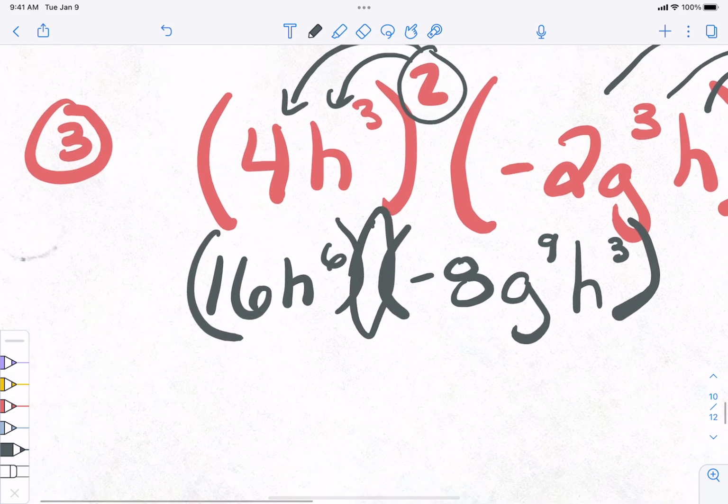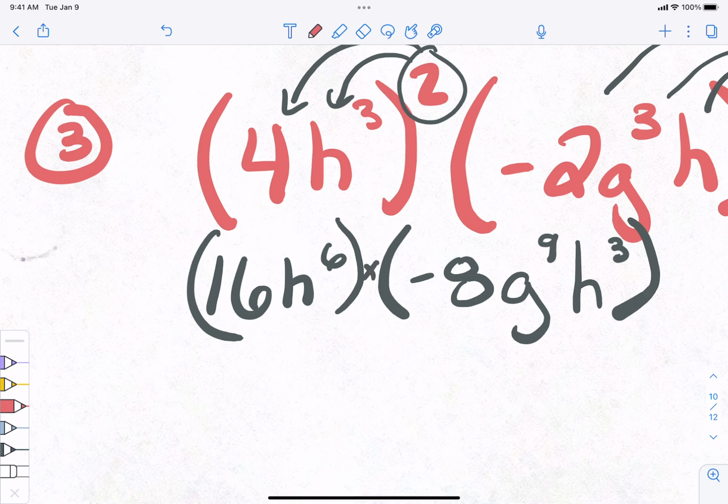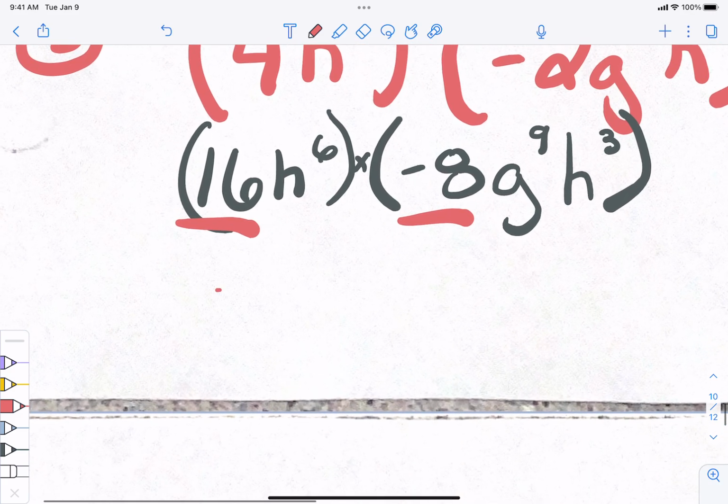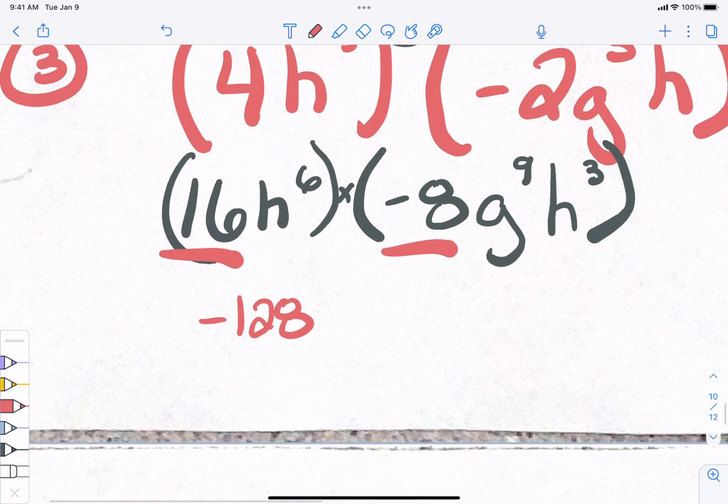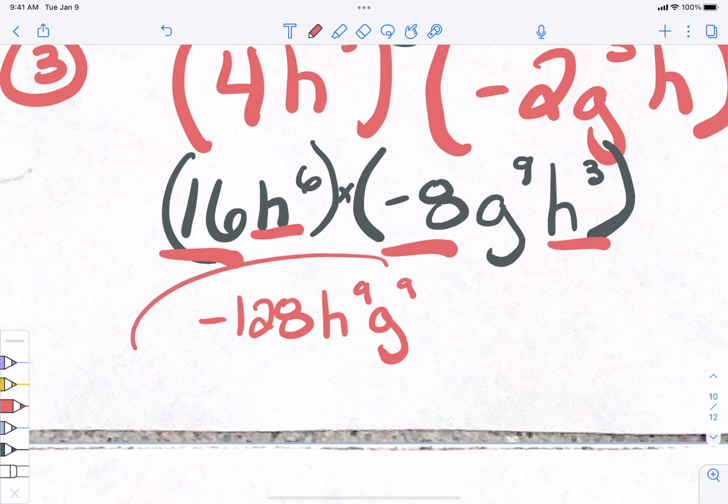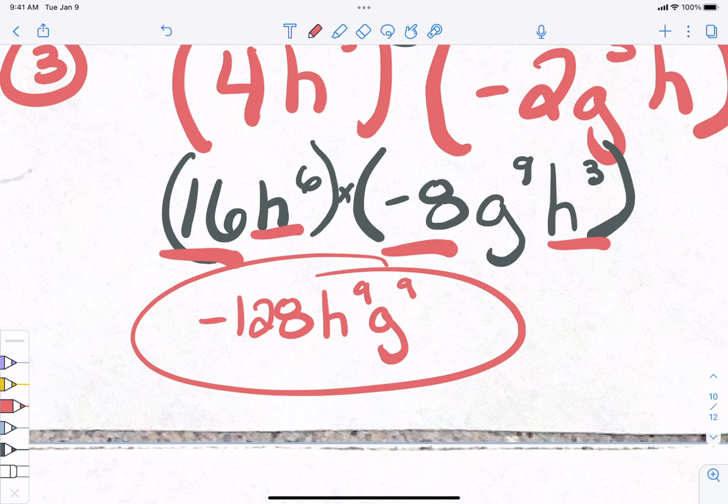Now we're this far. What symbol is in between these two? Multiplication. So we're multiplying. What do we multiply together first? 16 and -8 is -128. Okay, then let's put our G's and our H's together. H to the 9, because we are adding, right? H to the 9 and G to the 9. Are we good that far? One more?